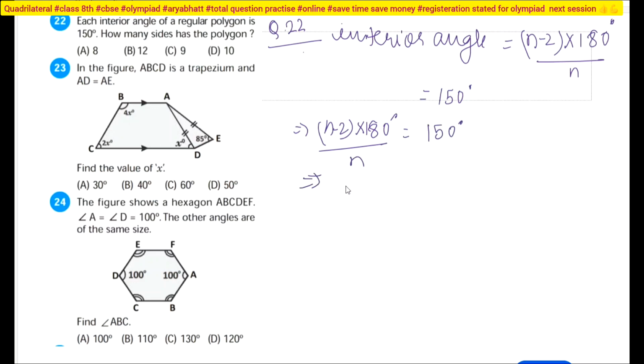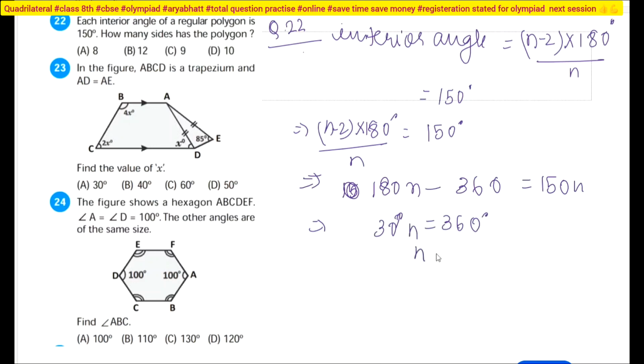So this implies that 180n minus 360 is equal to 150n. So what will you get? 180 minus 150, 30, is equal to 360. So now your n value will be what? 360 upon 30, that is 12. So how many sides will there be? n is equal to 12 sides.